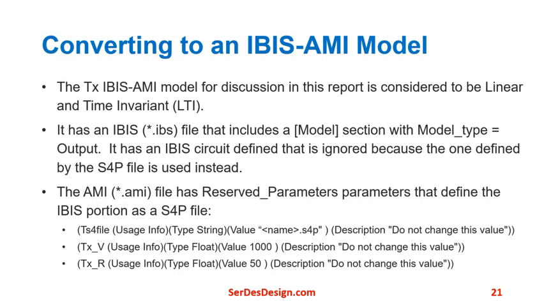Converting the data to an IBIS-AMI model. The transmit IBIS-AMI model for discussion in this report is considered to be linear and time invariant, even though the waveforms collected may be inclusive of any circuit nonlinearities. It has an IBIS file that includes a model section with model type equals output. It has an IBIS circuit defined that is ignored because the one defined by the S4P file is used instead. The AMI file has reserved parameters that define the IBIS portion as an S4P file, using these three parameters as defined by the IBIS specifications 7.0 and later.